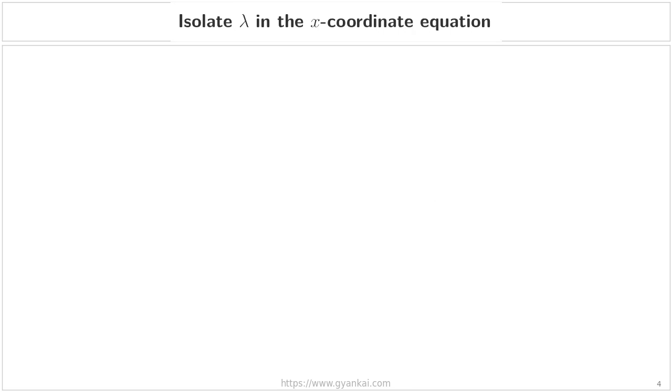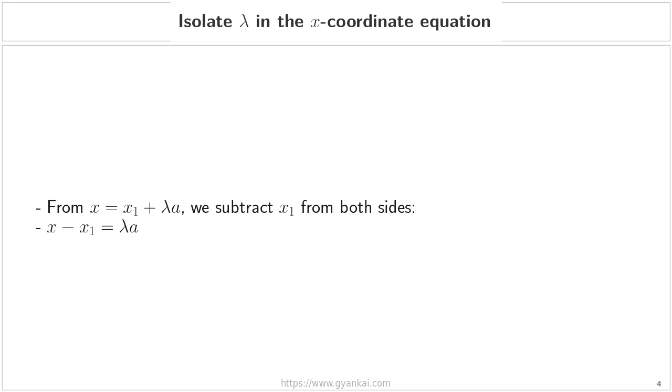Isolate lambda in the x coordinate equation. Now that we have established our starting point with the parametric equations, let's begin the actual derivation. In this slide, we are going to focus specifically on the x-coordinate. We start with our first parametric equation, which is x equals x sub 1 plus lambda times a. Our goal here is to isolate the parameter lambda. So, the first step is to subtract x sub 1 from both sides of the equation. This leaves us with x minus x sub 1 equals lambda times a.